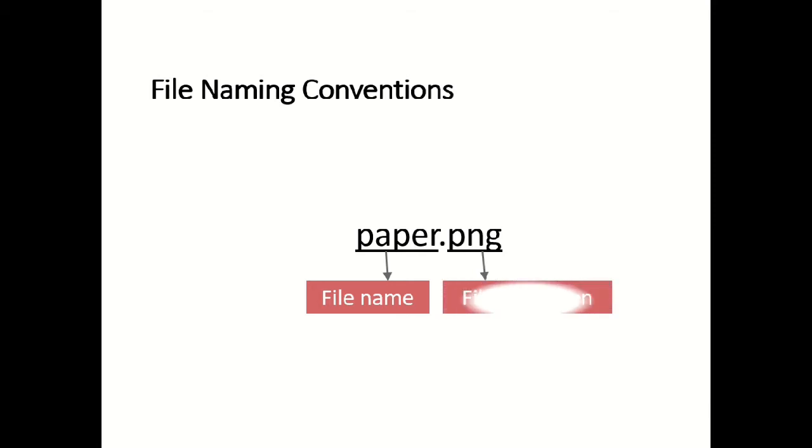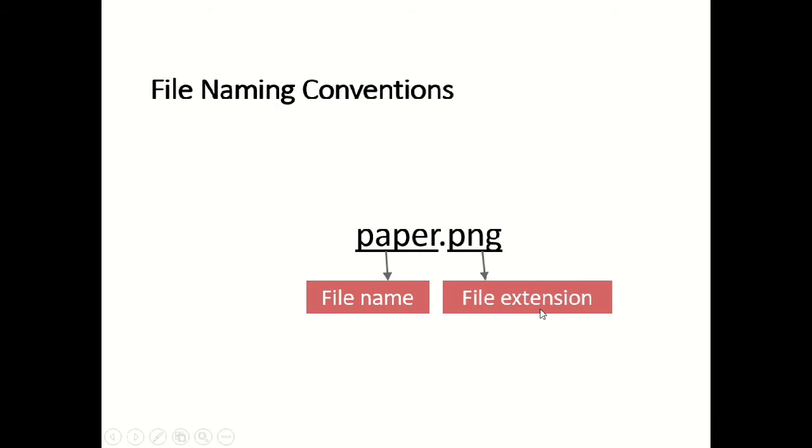File naming conventions. Any file name consists of two parts. First part is the file name, then the full stop, and then the second part is the file extension. File name is simply the name of the file, and file extension is the type of the file. So here my file name is paper and my file extension is png.